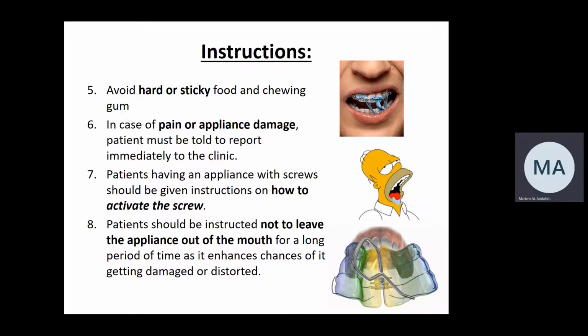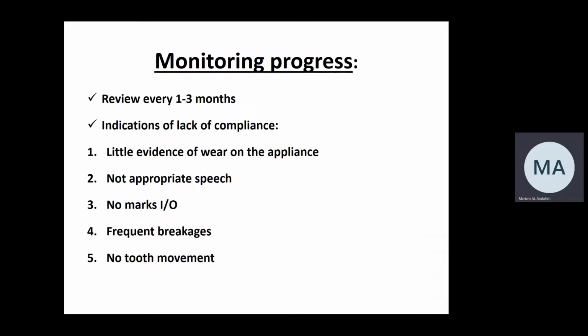I need to give the patient instructions on how to activate the screw if it's part of the appliance. It's very important that if the patient is wearing the appliance part-time, not full-time, to have a proper container or case in order to keep the appliance there. Otherwise, if it's left outside the mouth, it can break, it can be lost, and he will need a new one constructed. Usually the review, again, depends on the case, but it ranges between 1 month to 3 months.